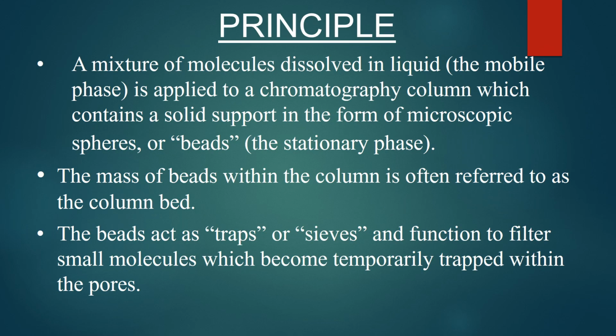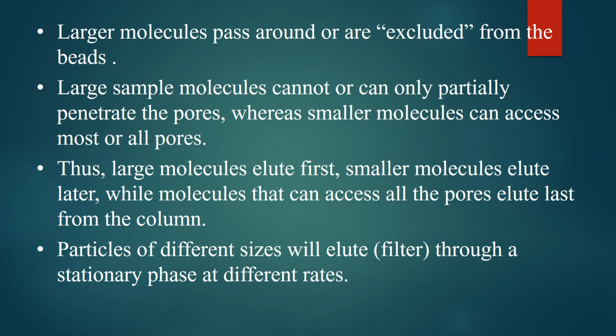Now the principle. A mixture of molecules dissolved in liquid, that is the mobile phase, is applied to a chromatography column which contains a solid support in the form of microscopic spheres or beads, that is the stationary phase. The mass of beads within the column is often referred to as the column bed. The beads act as traps or sieves and function to filter small molecules which become temporarily trapped within the pores. Larger molecules pass around or are excluded from the beads.